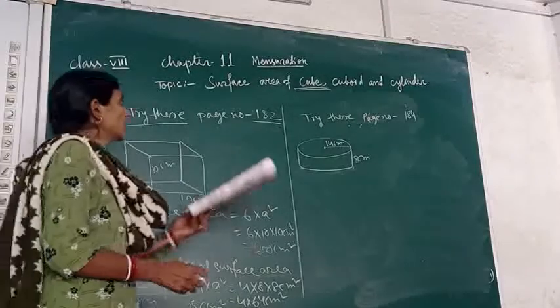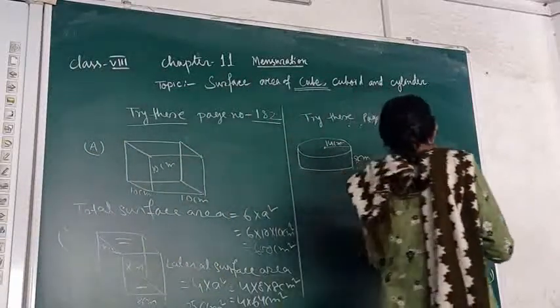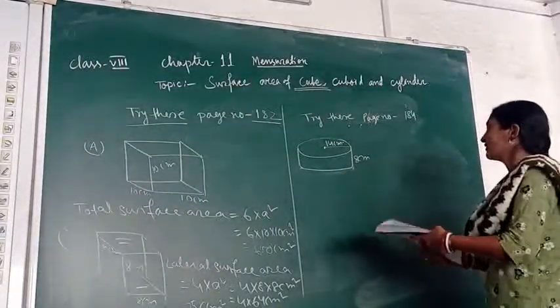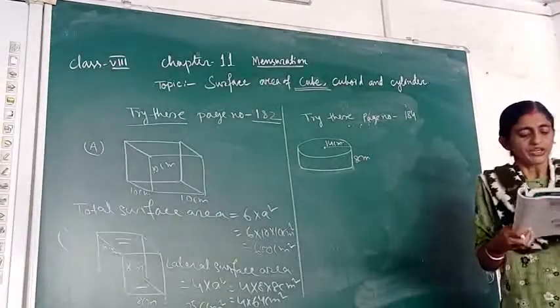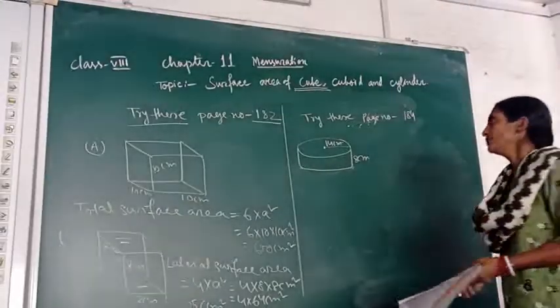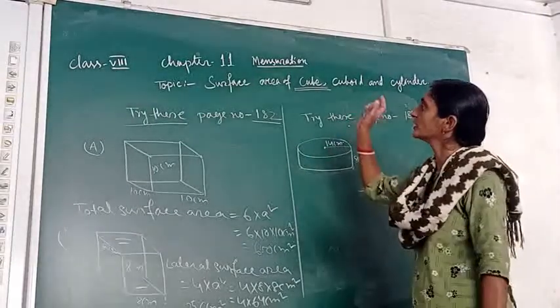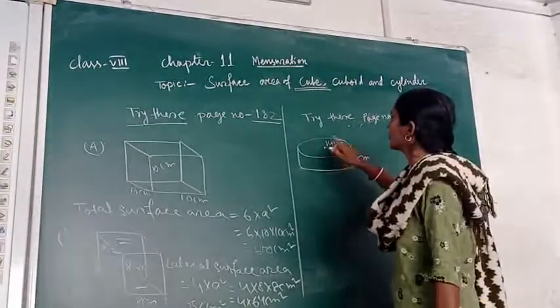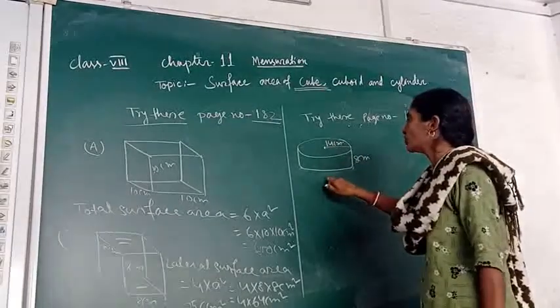Okay, now come to the next page number 184, where one cylinder has been given whose height is given as 8 centimeter, you can see, and the radius is given as 14 centimeter. And here you have been asked to find the total surface area of this one. So total surface area means, as I have told you in the explanation part, we are going to include the top and the base. Yes, so top and base also will be included.